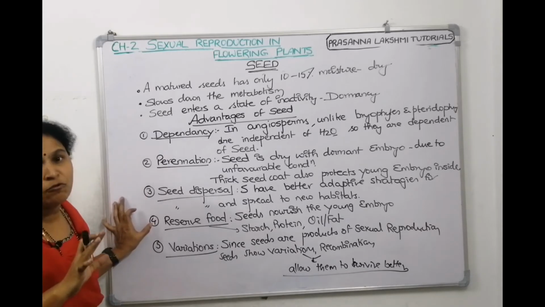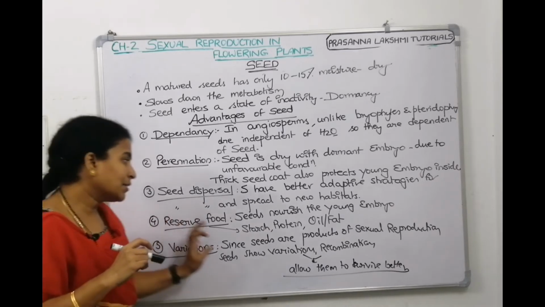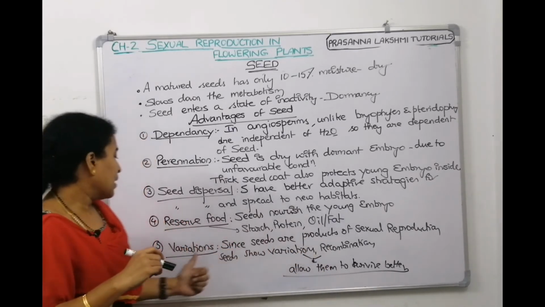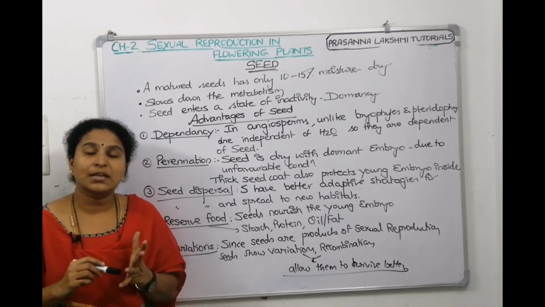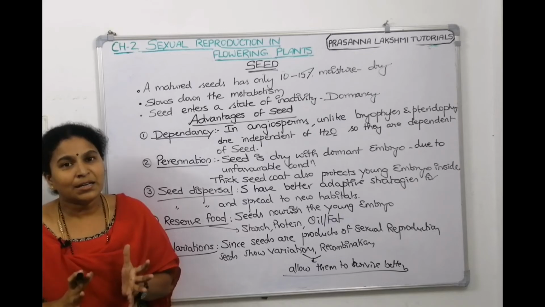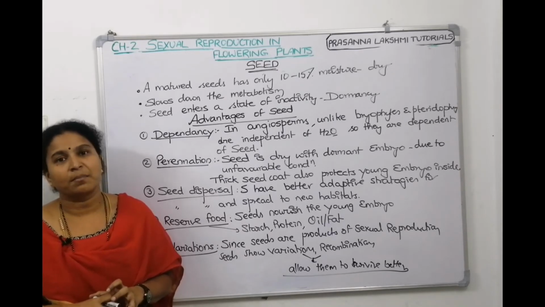Seeds have reserve food materials and they nourish the young embryo. Some store starch, some store protein, some store fat. Now, seeds are the product of sexual reproduction, so they have recombinations and variations. The ones having recombinations and variations can survive better in changed environmental conditions.